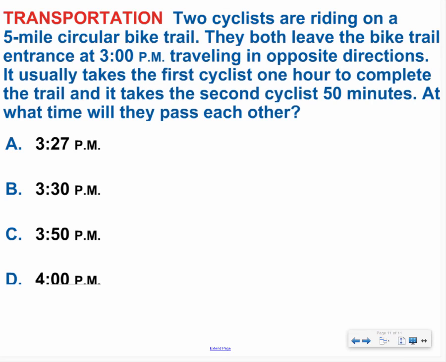I want you to take some time, try to figure this one out. I recommend making a table similar to the last one. It just makes things easier in the long run. Hopefully you ended up with 3:27 p.m. If not, be sure to either ask myself or a friend.